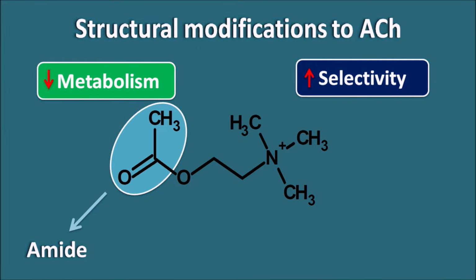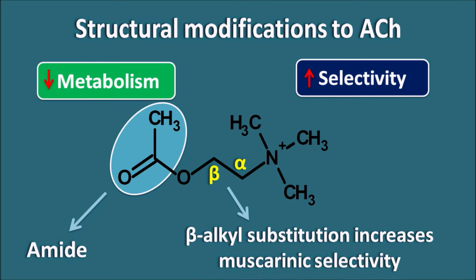And the second important modification is to increase the selectivity. Within this choline chain, you can see that this is the alpha carbon because this carbon is adjacent to the quaternary ammonium group, and this is the beta carbon. Now, substitution of an alkyl group at the alpha position leads to nicotinic selective activity, and substitution of an alkyl group at the beta position leads to muscarinic selectivity. As we require muscarinic receptor selectivity, the alkyl group attached at the beta position increases the muscarinic selectivity.